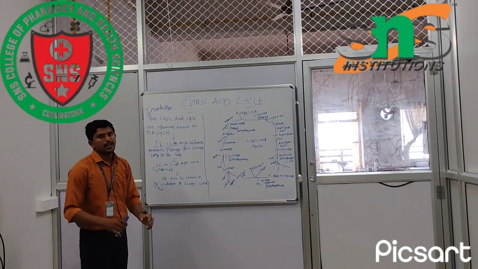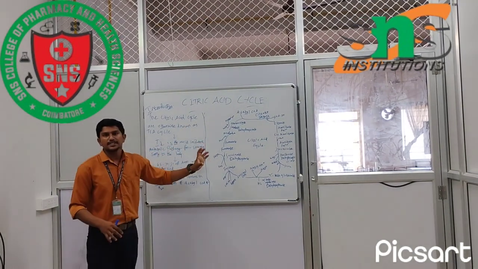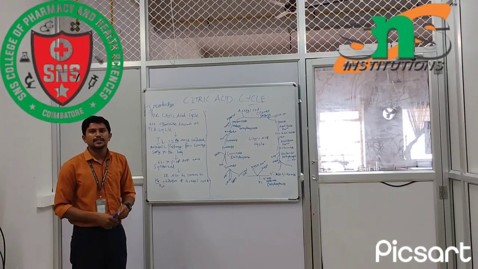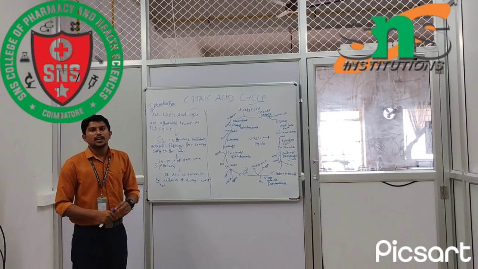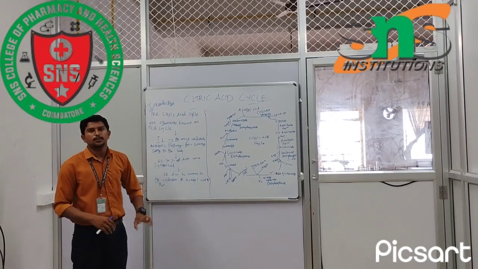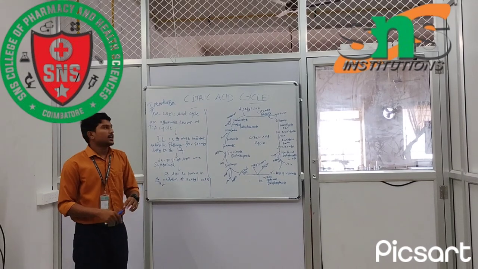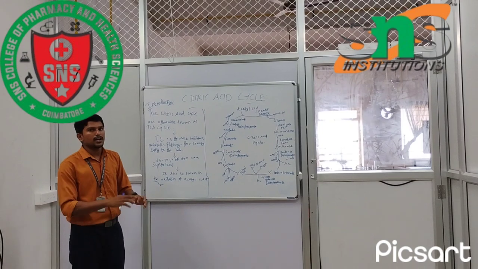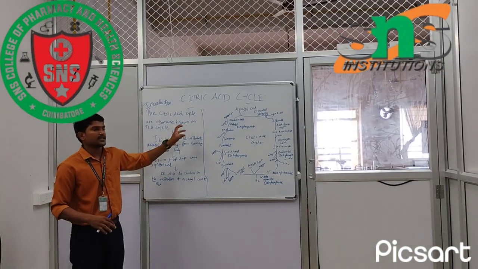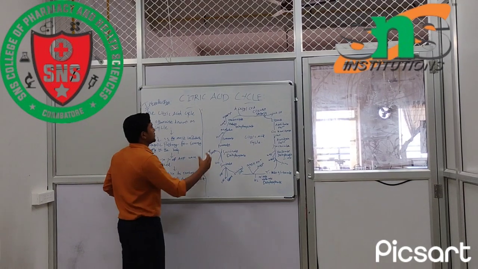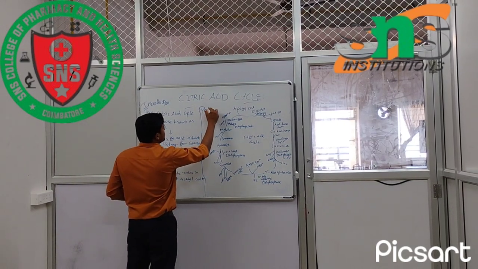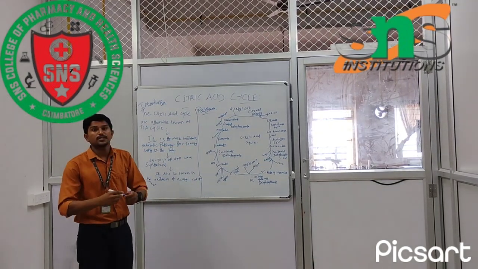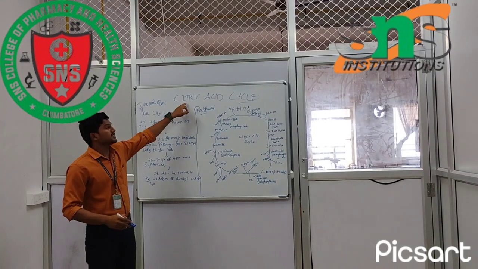Next, in the citric acid cycle, the location site: it is mostly located in the mitochondrial matrix. The enzymes of the mitochondrial matrix are involved in the citric acid cycle. This is the pathway. Next is about the pathways involved in the citric acid cycle.